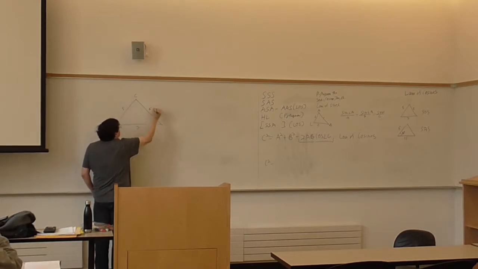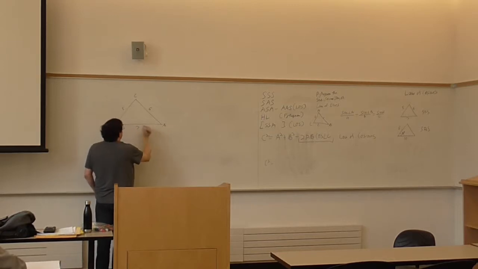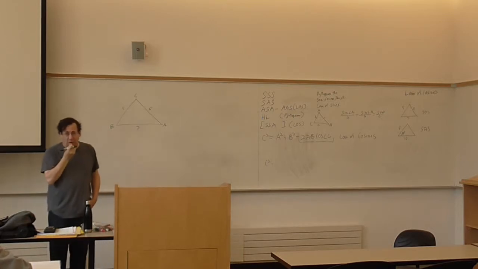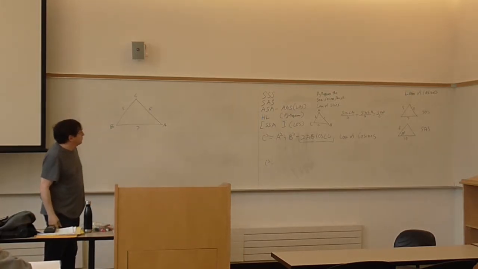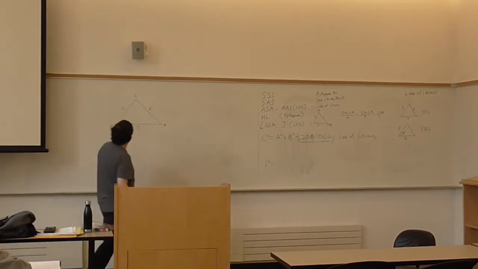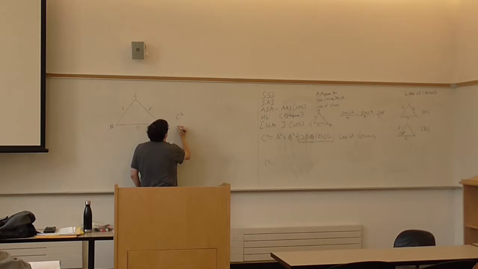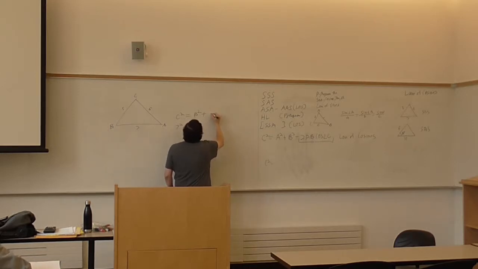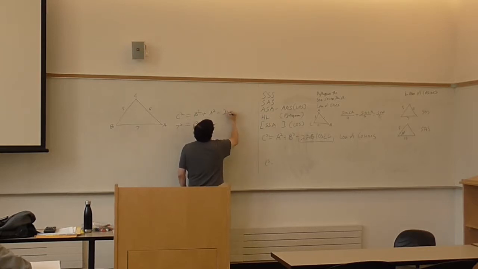And maybe I should give these some labels, these angles, these vertices. Okay, how would I use this? Well, let's see. C squared, that would be 7 squared, equals B squared, that would be 6 squared, plus A squared, that would be 5 squared, minus 2BC cosine angle C. Minus 2 times 5 times 6 cosine angle C.